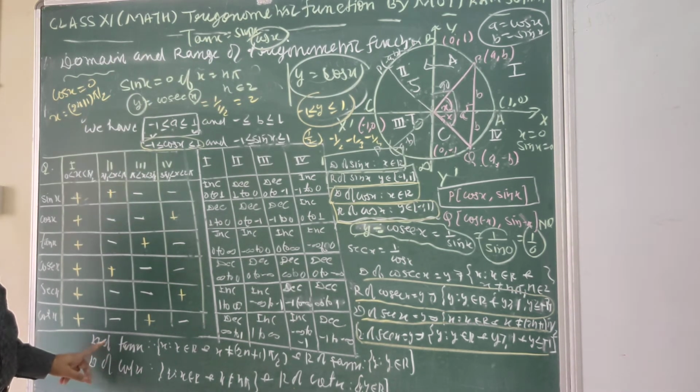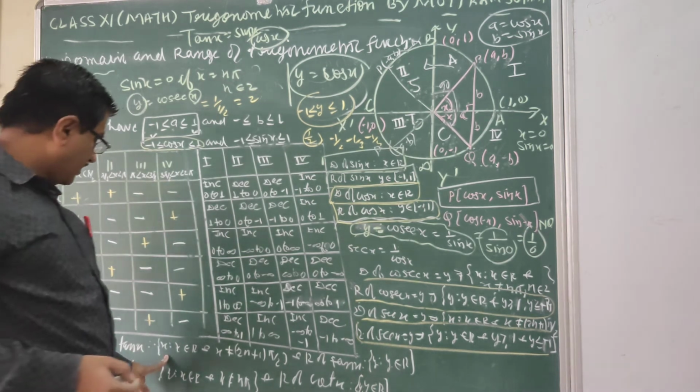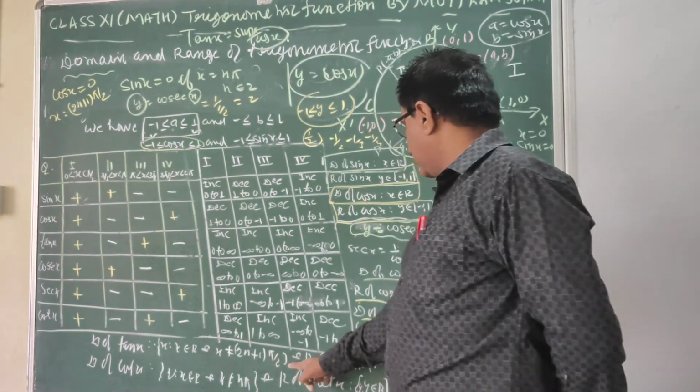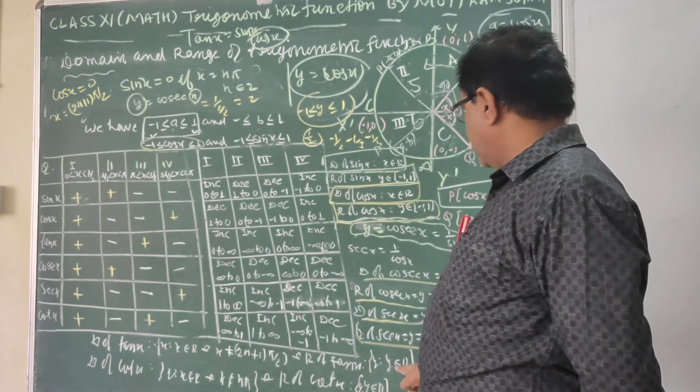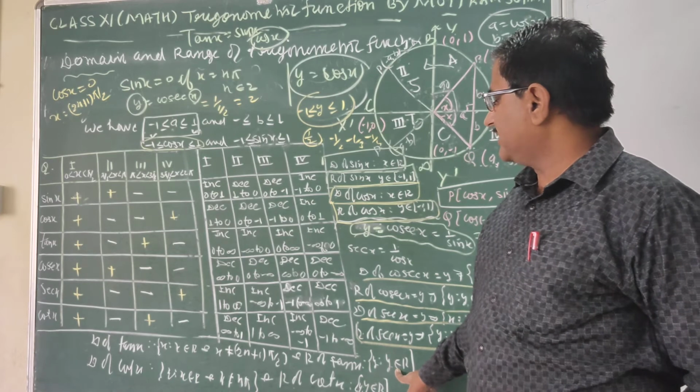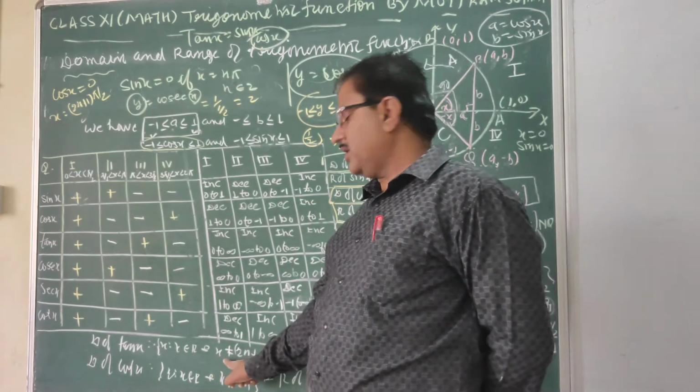So we have written here the domain of tan x: x such that x belongs to R and x is not equal to (2n+1) pi/2. Now the range of tan x will be all real numbers, whatever x we put, the corresponding value y will be real.